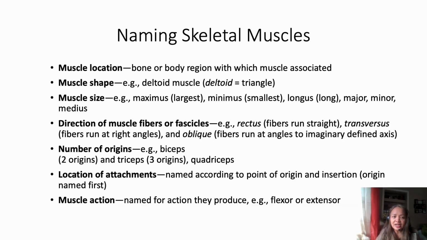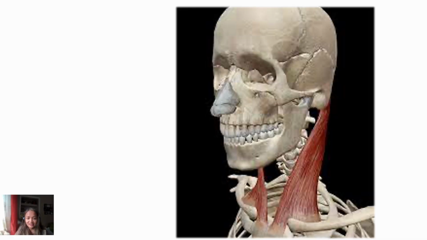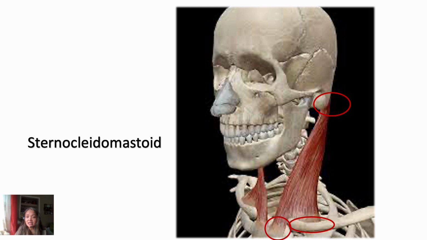Next is muscles are named according to the location of attachments. So going back according to origin and insertion. Same example. This is the sternocleidomastoid. Why was it named? Because the origin is the sternum and the clavicle. So sterno and cleido. And the insertion is the mastoid process of the temporal bone. So sternocleidomastoid, the name is because of the origins and the insertions.